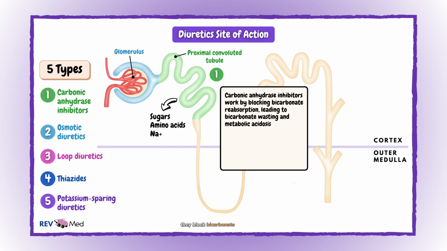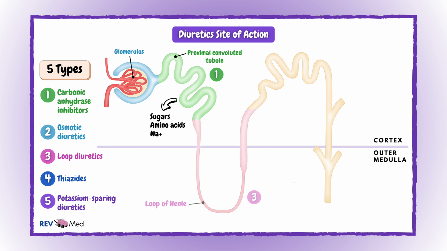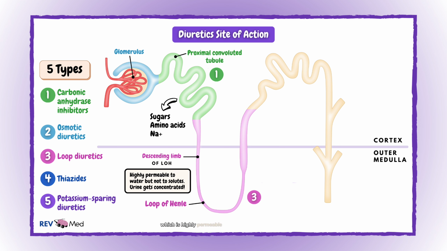They block bicarbonate reabsorption, leading to bicarbonate wasting and metabolic acidosis. Quick high-yield tip, acetazolamide is used for altitude sickness because it causes a compensatory increase in ventilation by inducing a mild acidosis. Next, the filtrate is going to move into the descending loop of Henle, right? Which is highly permeable to water, but not to solutes.